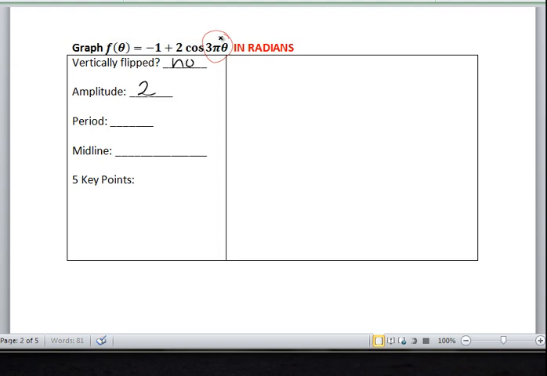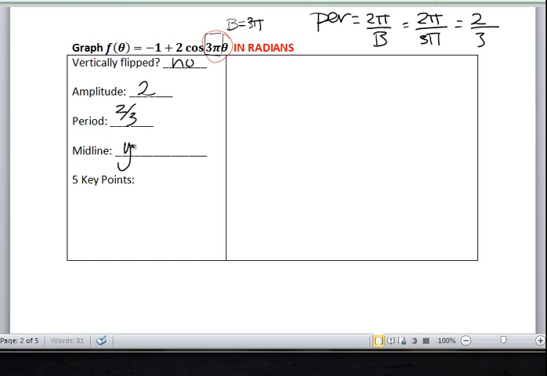Now the period. So this time our b is everything but the theta. So this time our b is 3 pi. Okay? And remember that period is equal to 2 pi over b. So in this case, this is 2 pi divided by 3 pi. The pi's go away, so our period is 2/3. Okay? That's just a number. 2/3 radians. Right? Okay. That's fine. We don't need the pi's. Pi's are just numbers. Okay? And our midline is y equals -1. So this is shifted down.